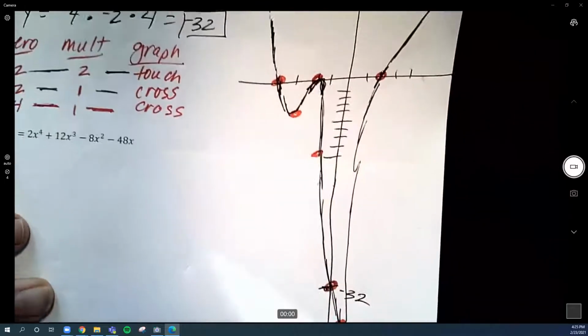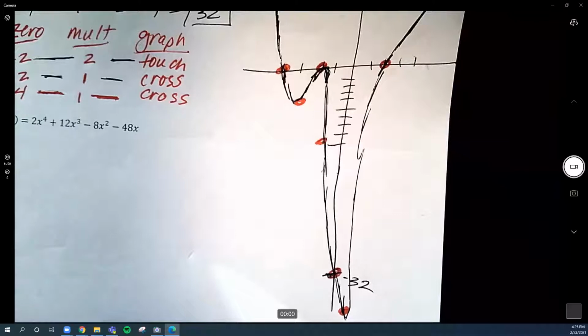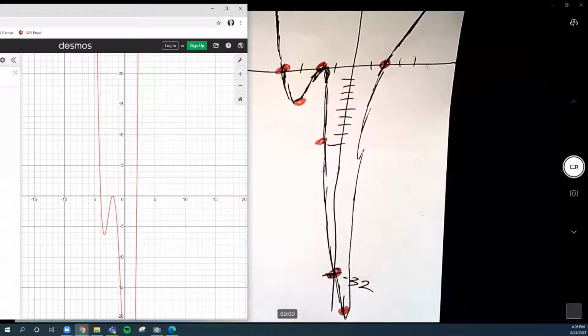Like that. So I'm going to put that into Desmos, and let's see if that is similar to what technology will give us. As you can see, the Desmos does have a very similar graph to what my sketch has.